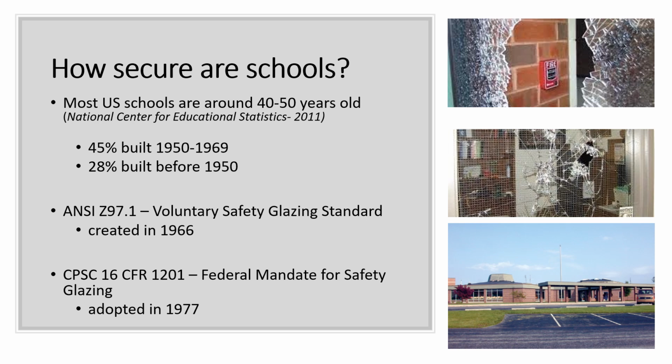According to a 2016 report by the Department of Education's National Center for Education Statistics, there are nearly 132,000 K-12 schools operating in the United States. Of those, approximately 96,000 are public schools with an average age of 42 years old. Looking at the dates, some of these schools did not have any glazing standards in place when they were built. As you see, both ANSI Z97.1 and CPSC 16 CFR 1201 noted on screen, these two standards were also harmonized in 2016.